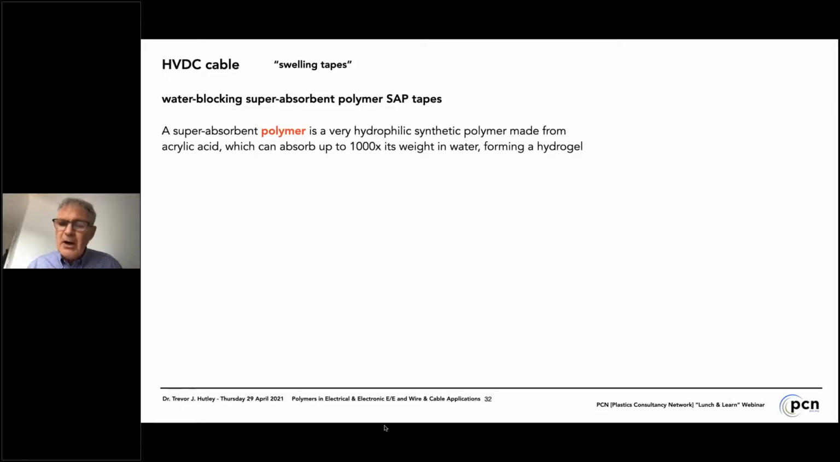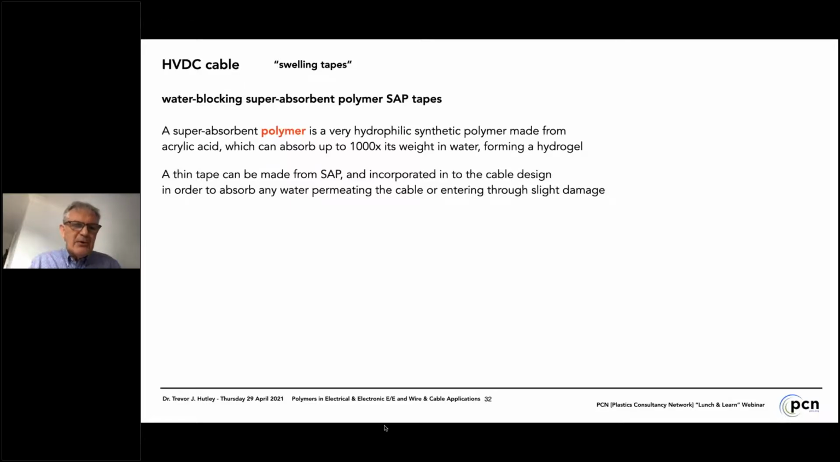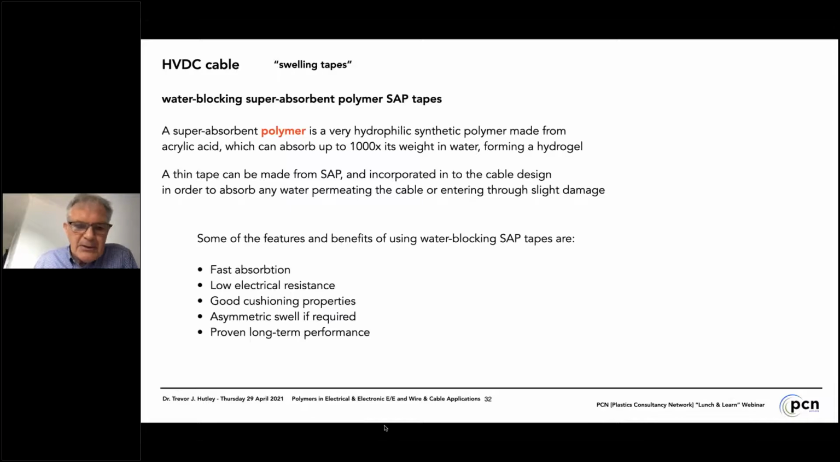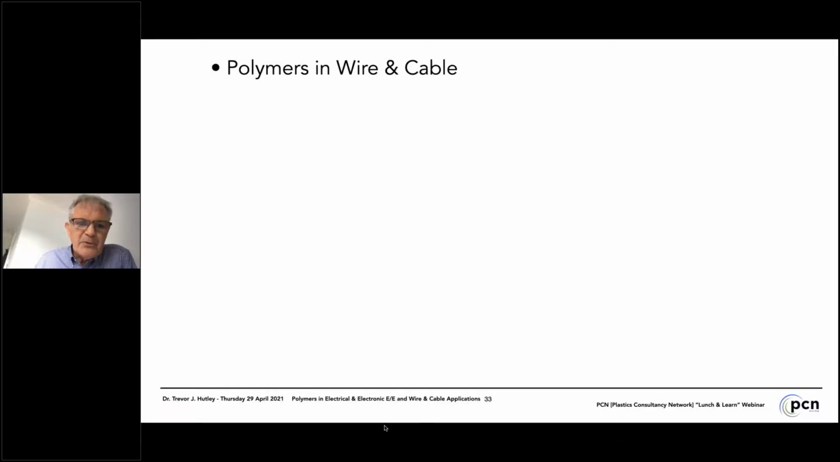And they form a hydrogel. So water goes from being a liquid to becoming encapsulated in the gel. So that's what they are. These materials can be made into a thin tape and incorporated into the cable design in order to absorb any water permeating the cable or entering through slight damage. So super absorbent polymer tapes in underground cables.